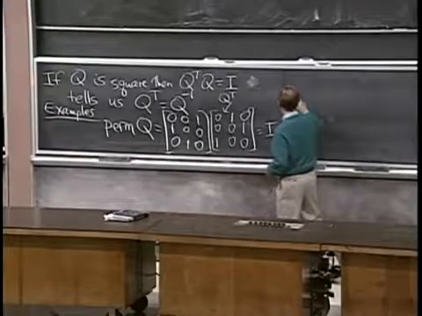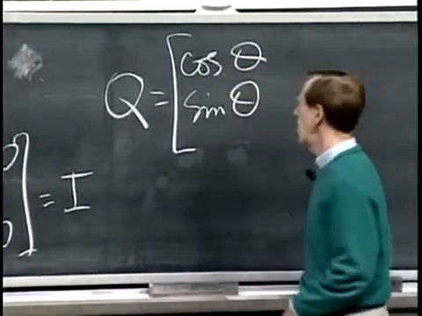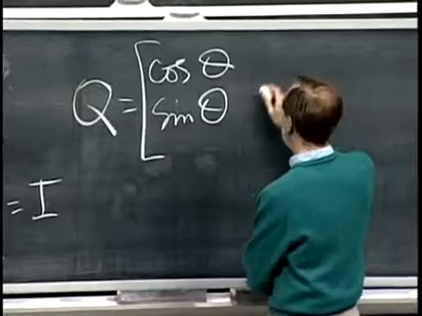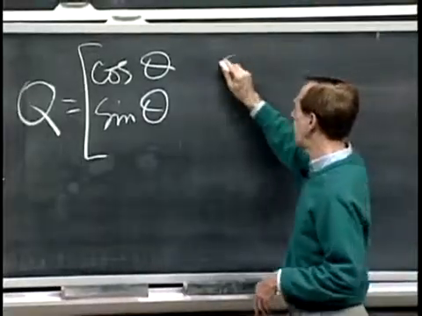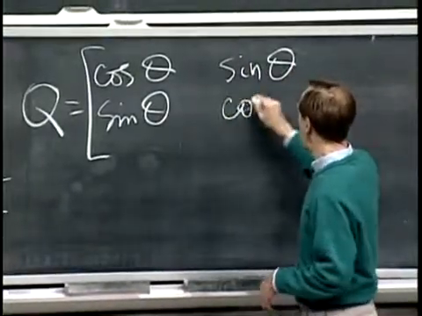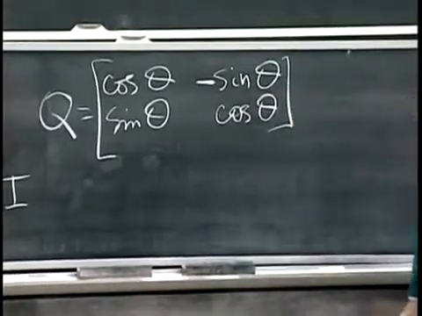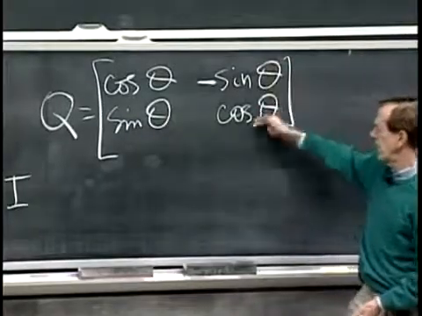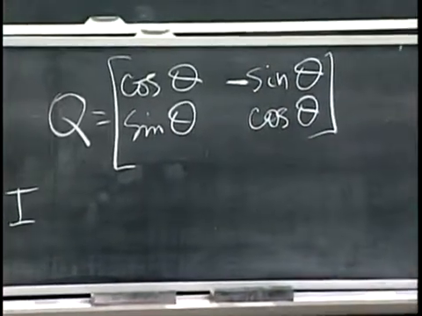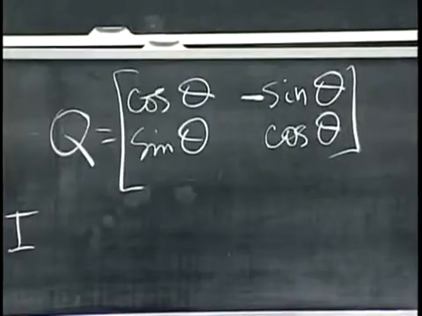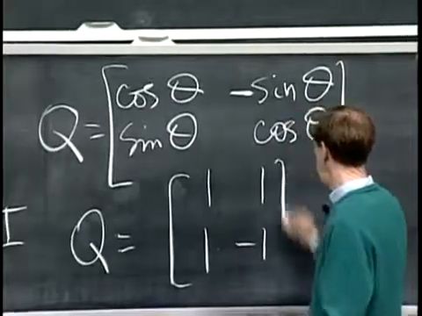So here's another simple example. Cos theta, sine theta. There's a unit vector. And now the other way, I want sine theta, cos theta. But I want the inner product to be 0. And if I put a minus there, it'll do it. So that's a unit vector, that's a unit vector, and if I take the dot product, I get minus, plus, 0. Okay. So for example, Q equals, say, 1, 1, 1, minus 1.